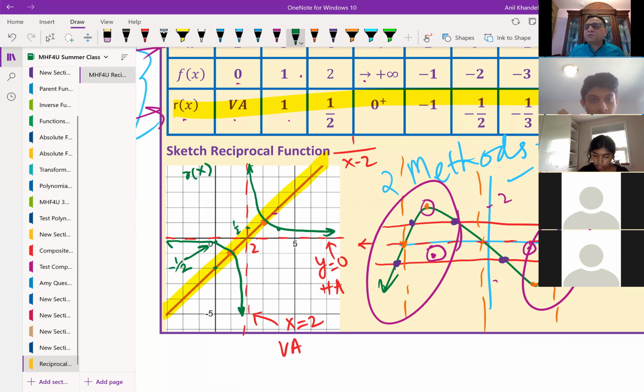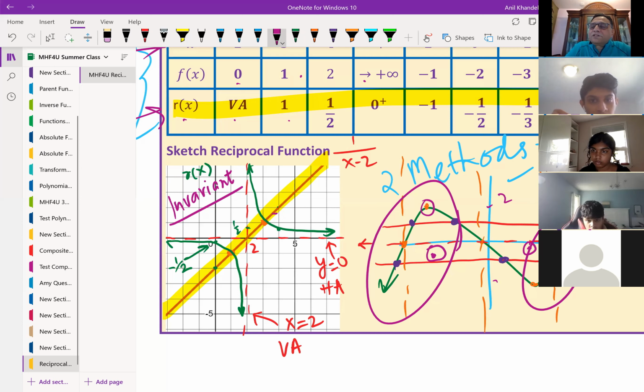I have my vertical asymptote, horizontal asymptote, and the invariant points at plus and minus 1, correct? So we have invariant points. Let me write it down. Invariant. You will get 0.5 marks for this also. Sometimes a part of the question is which points are invariant in your graph. You have to mention both these points as invariant points. You get the idea now? That is how you're going to sketch the reciprocal of a linear function.